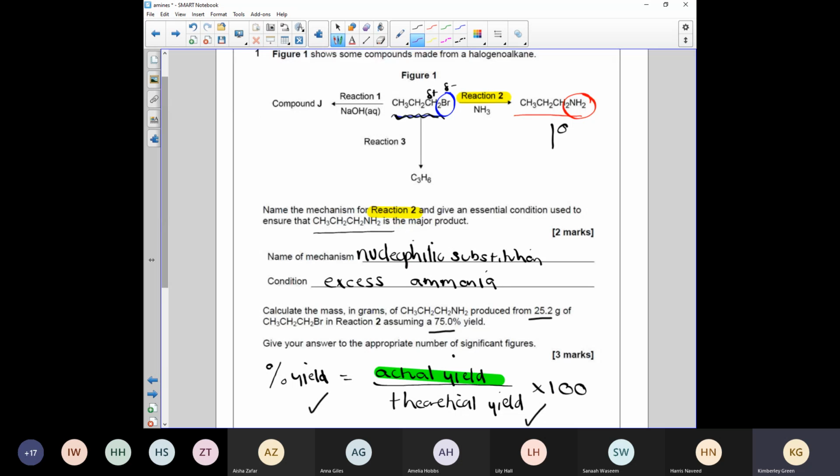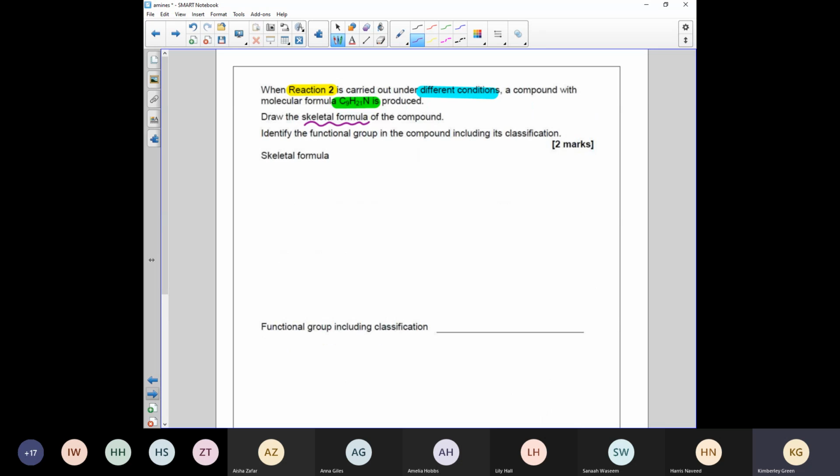So we named reaction 2, it was nucleophilic substitution, and we had excess ammonia. And the point of having excess ammonia was to make sure we just formed that primary amine. Okay, we just wanted that primary amine. So it says it's under different conditions. Right, I'm assuming this time they'll have excess of the halogenalkane. So they've just changed around those conditions.